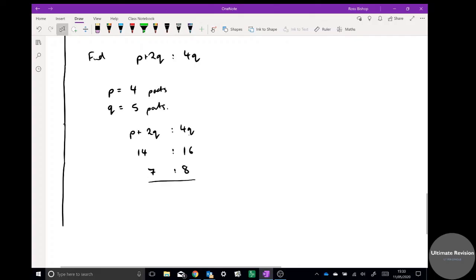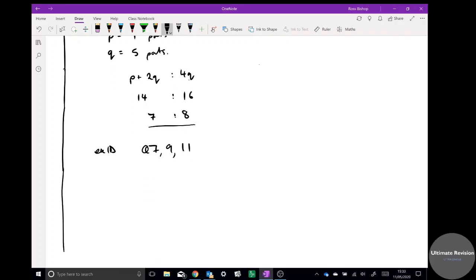Right, final question of today's session. So exercise 1D, and I want you to do questions 7, 9, and 11. And remember, please, can you upload all work to correct OneNote pages? When we look at who is suitable to do the exam, we will go back to your OneNote page and see what work you've done. So it's important you do that.